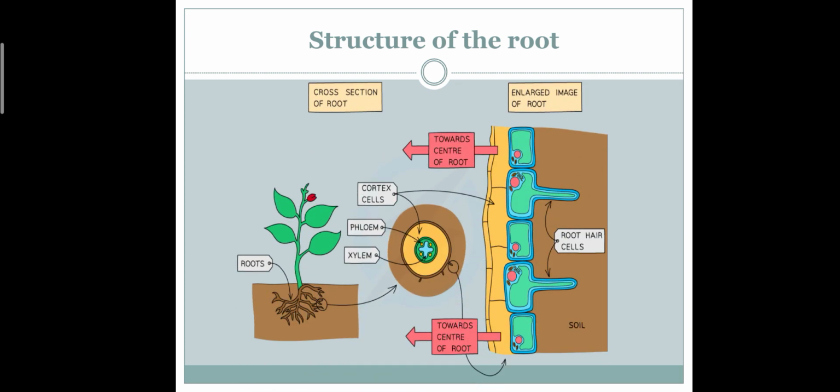This diagram is showing the structure of the root. This is an enlarged image, a cross section of the root. Here we can see the root hair cells, and in the cross section we can see the cortex cells, phloem and xylem. So this is the structure of the root, which consists of cortex cells, phloem, xylem and root hair cells.